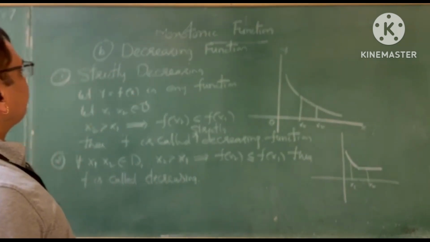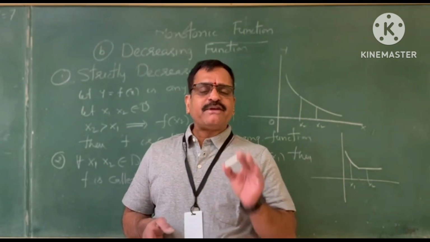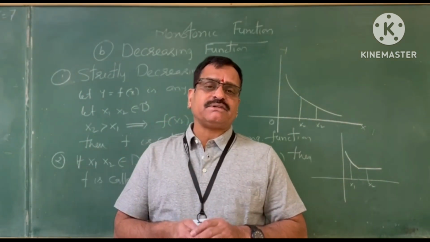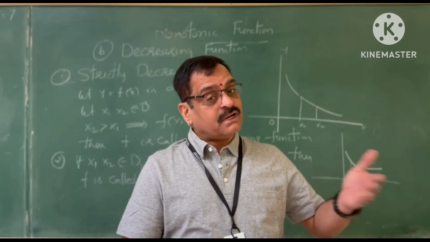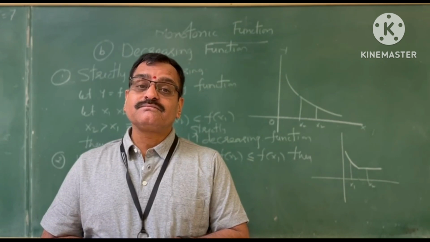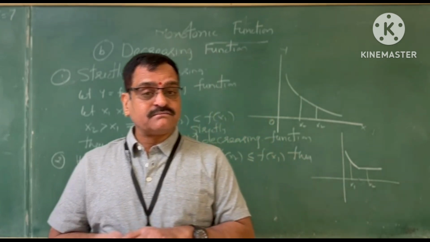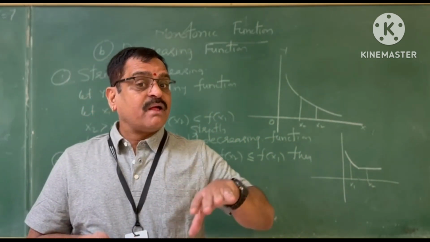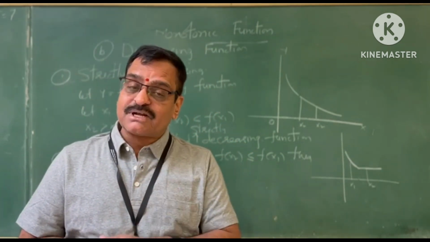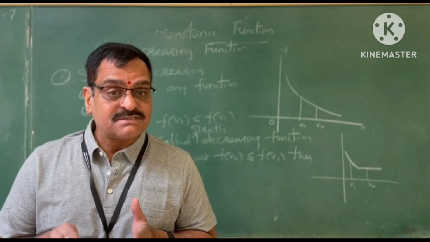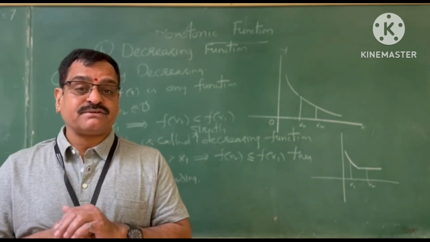Okay, now every function need not be a monotonic function, right? That means we can have functions neither decreasing nor increasing. I can repeat, every function need not be a monotonic function. That means a function can be neither increasing function nor decreasing function. Such types of functions are called oscillating functions. We have so many examples of oscillating functions in physics.